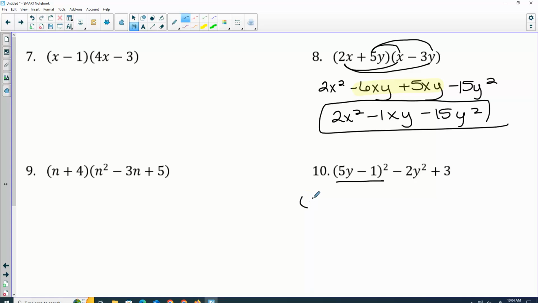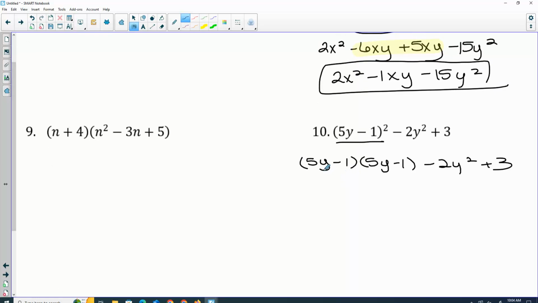Correct, that's why. Means you have 5y minus 1 times 5y minus 1. Order of operations tells me I have to multiply before I add and subtract. So now if I multiply these, we have to FOIL.